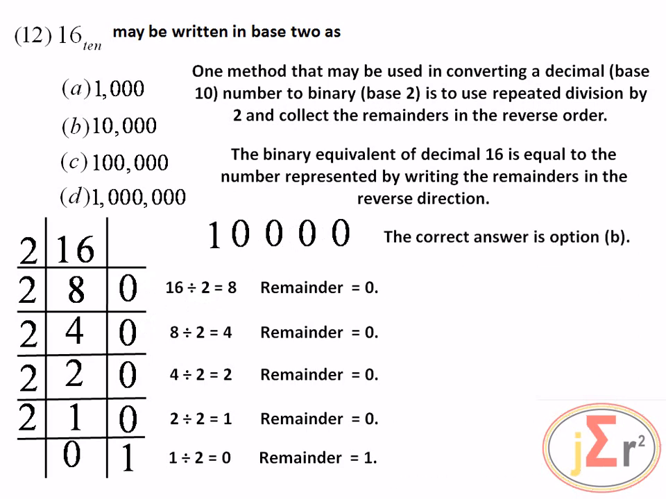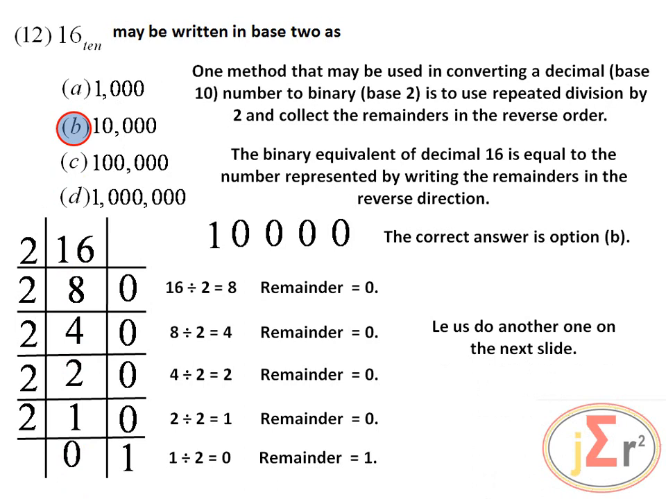The correct answer is option B, the one that has the 4 zeros. 1, 2, 3, 4, right? So the one that has the 4 zeros, which is this one, is the correct answer. Let us do another one, but we will go to the next slide.